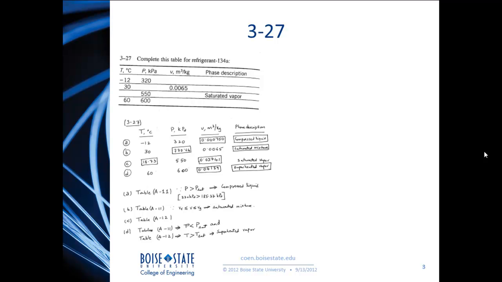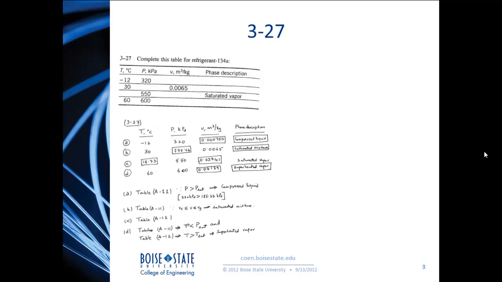And for part C, which is the third row in the problem, you are given a pressure and you are given that the phase is saturated vapor. So you go to table A-12 and find the temperature and the corresponding specific volume.